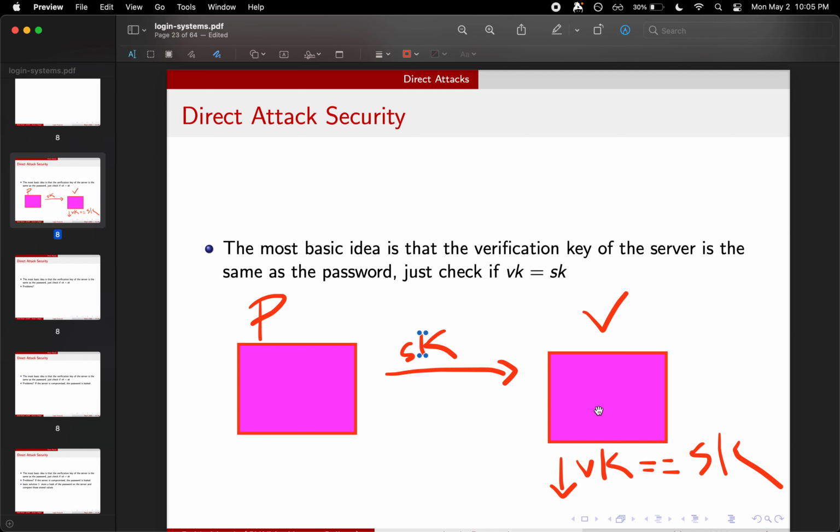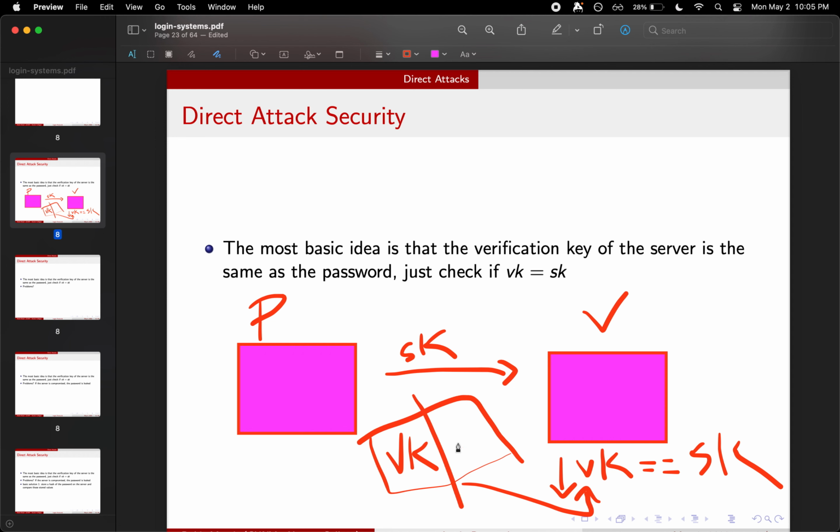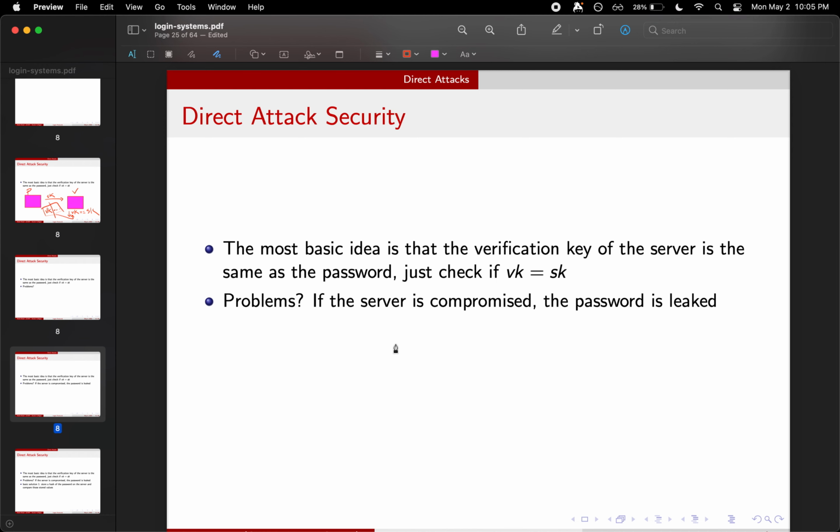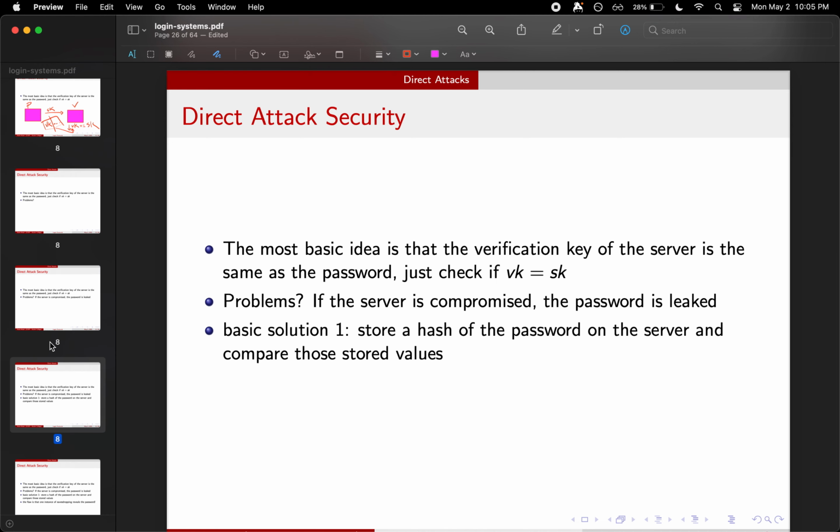If you go back here, the verifier has to store the verification key on the server itself, right? There's some kind of database like this. And you have the verification key. And the problem with this is that if someone gets a hold of the server, the password is leaked, and then it's compromised.